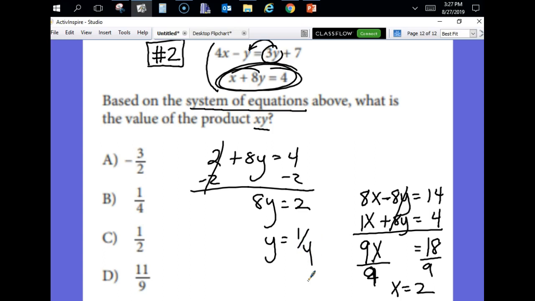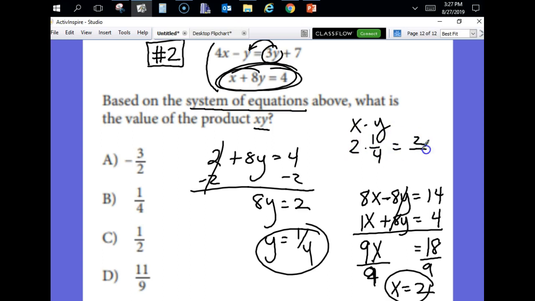Okay. From there, we're going to go ahead and multiply those together. So I've got my y, I've got my x, and we do x times y to get our final answer, which is going to be 2/4, which is 1/2. And so our final answer there would be C.